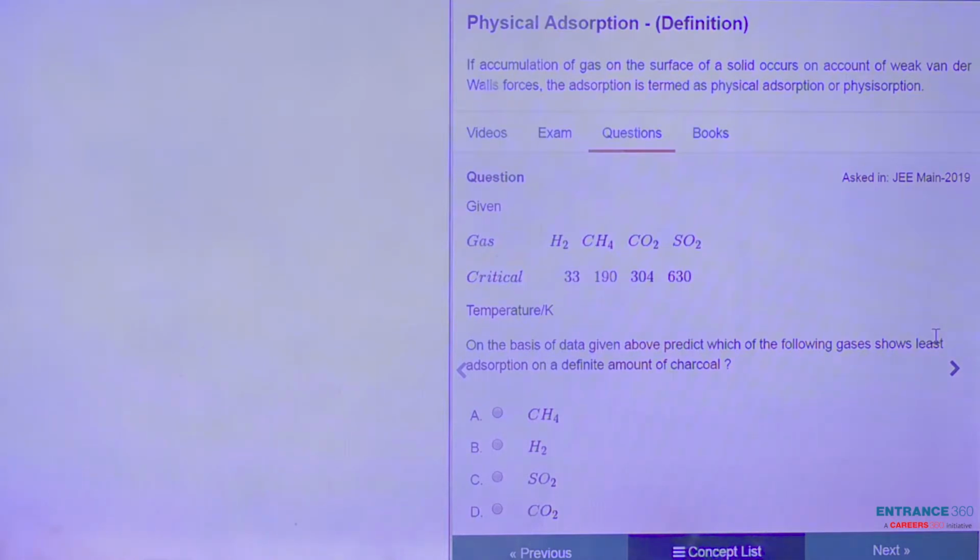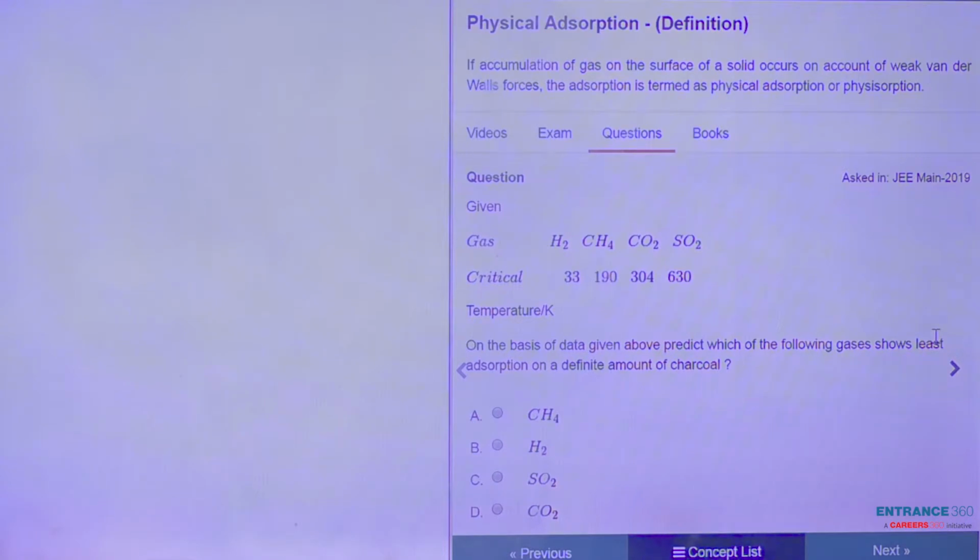The question says we have been given four gases and we have been given the critical temperature of all these four gases. On the basis of this data, we have to tell which gas shows least adsorption on a definite amount of charcoal. So basically, we have to relate adsorption with critical temperature.